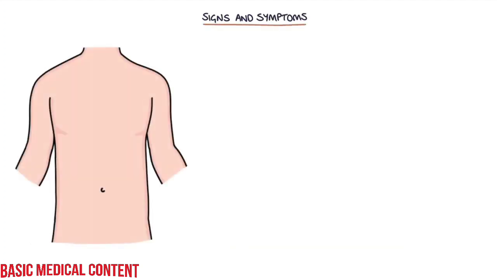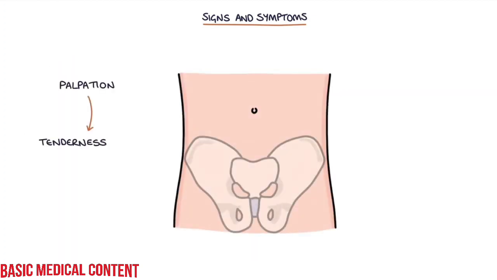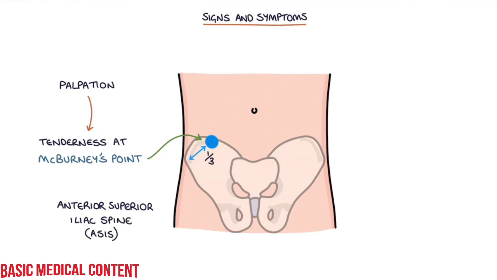Let's talk about the signs and symptoms. The key presenting feature of appendicitis is abdominal pain. This typically starts as central abdominal pain that moves down to the right iliac fossa, or RIF, within the first 24 hours, eventually becoming localized in the right iliac fossa. On palpation of the abdomen, there is tenderness at McBurney's point. McBurney's point refers to a specific area 1/3 of the distance from the anterior superior iliac spine, or ASIS, to the umbilicus, or the belly button.